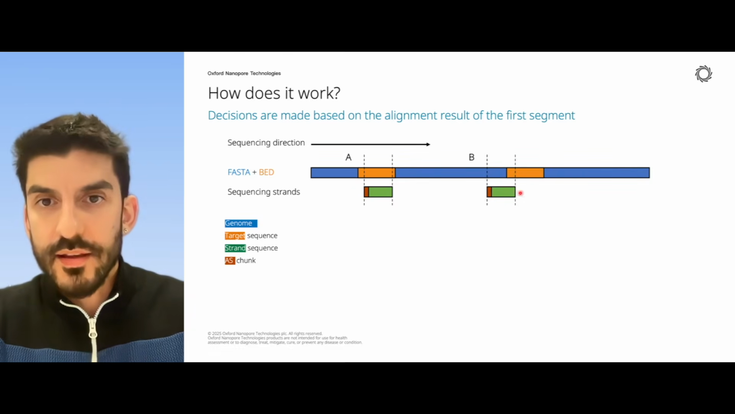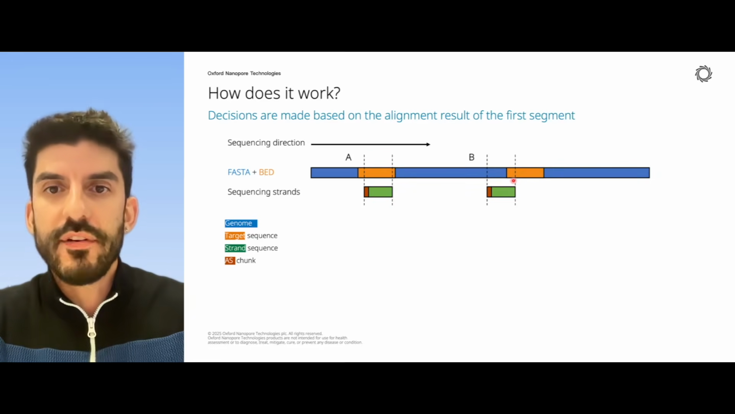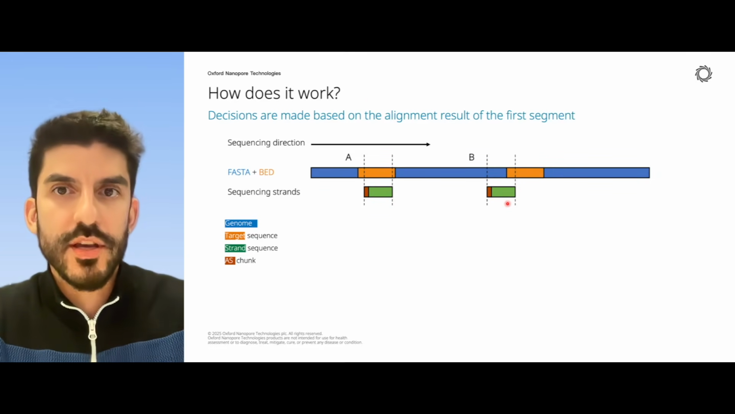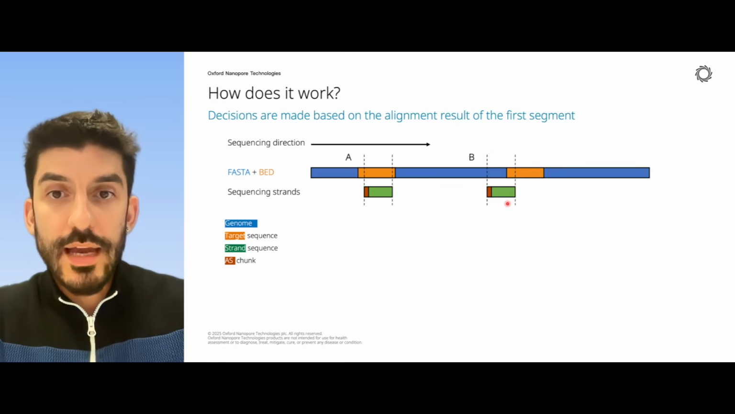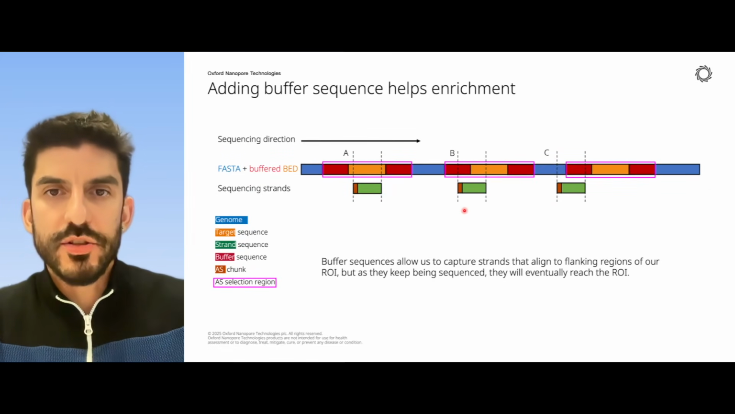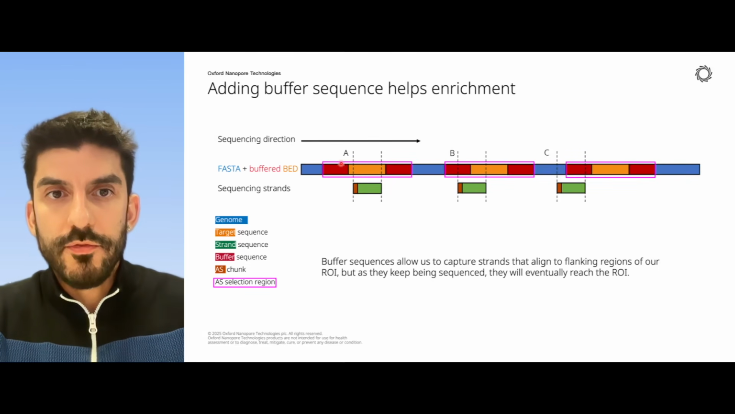Nevertheless, as you may have imagined by now, this strand, would it have been sequenced, would have actually ended up reaching our region of interest. So this strand would have been of interest to us, but we were not able to capture it by simply targeting this way. So what we can do is add buffer regions to our regions of interest. In this picture you can see in red, I added an extra region flanking my target region, and we call these buffer regions.